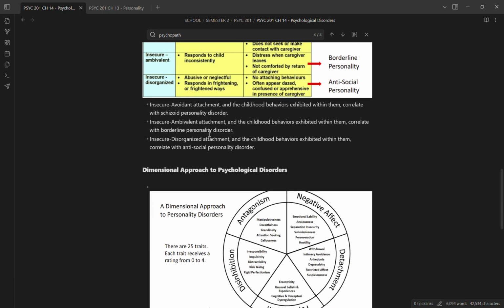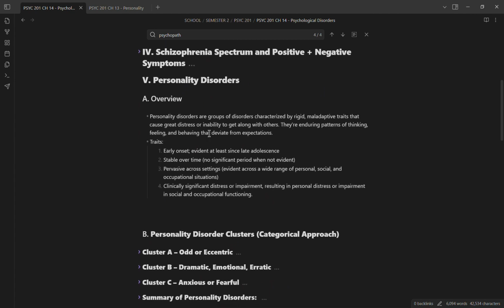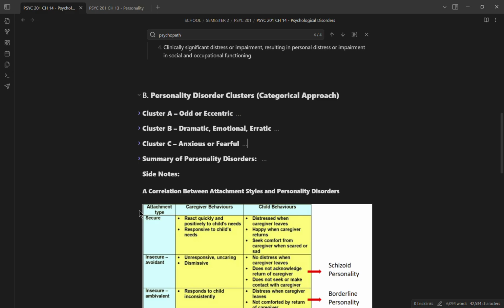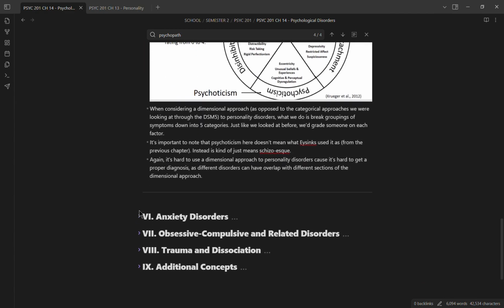Okay, so those are all in the categorical approach to personality disorders. Let's get into the dimensional approach to psychological disorders.